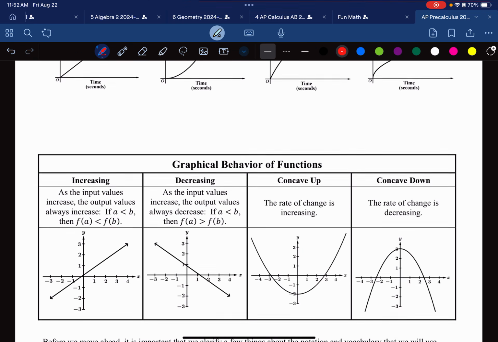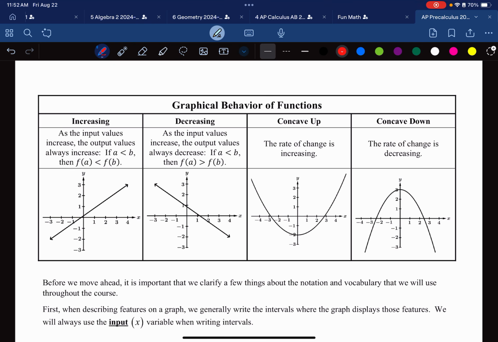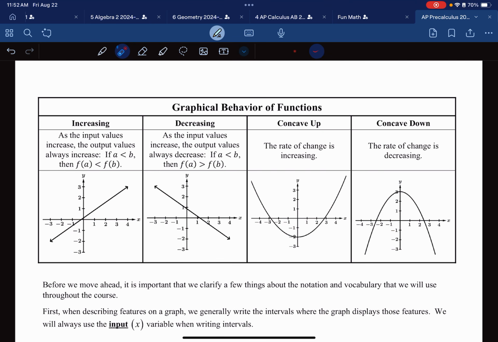All right, so here are some words coming your way. There's a bunch of vocabulary in this class, and we need to be able to distinguish between increasing versus decreasing, concave up versus concave down.